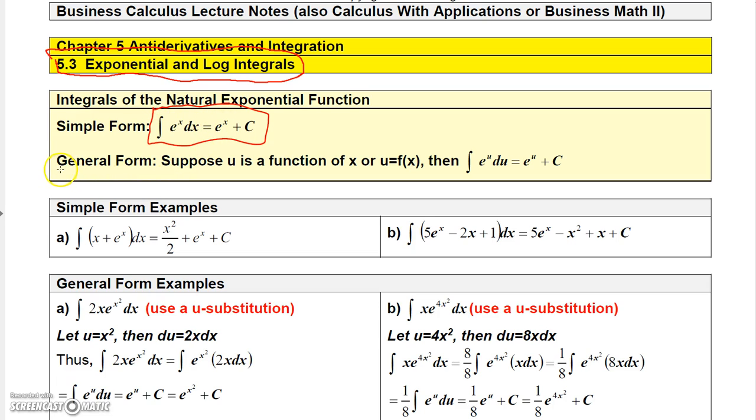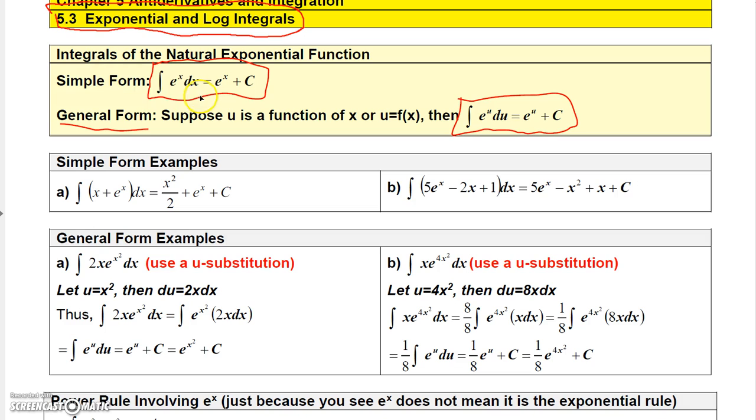But there's also a general form where you have e to the u du. To get a problem in that form, you may have to manipulate it with a constant like we did before. We'll see an example like that in a minute. Let's start with a problem that involves just e to the x. Here you want to integrate x plus e to the x dx.